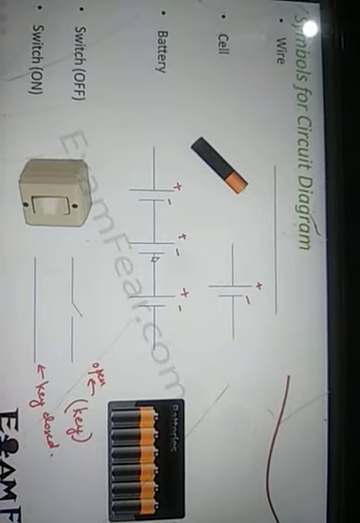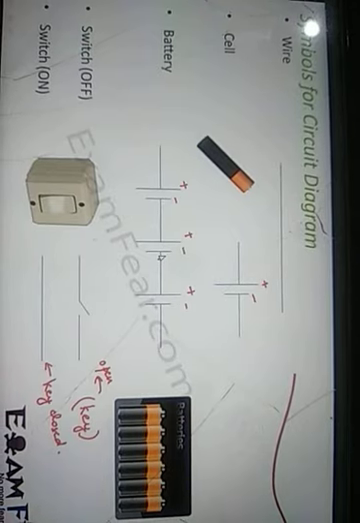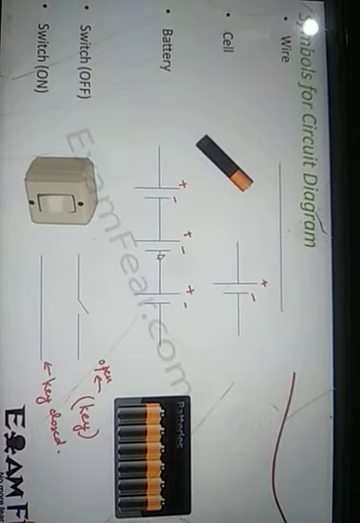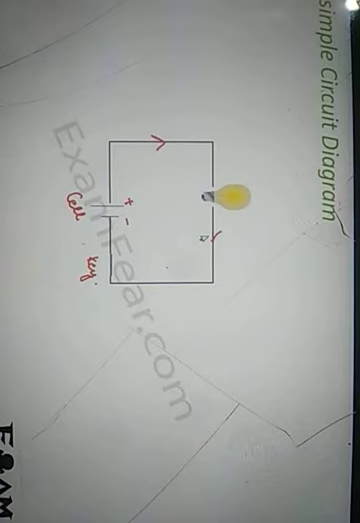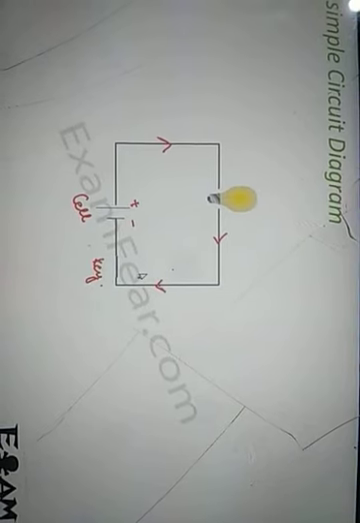That's how it is. So these are the basic symbols and we need to remember these symbols. So this is the simple circuit diagram, where this is a cell, this is a bulb, and the key is on, the key is closed. So this would be the direction of current.